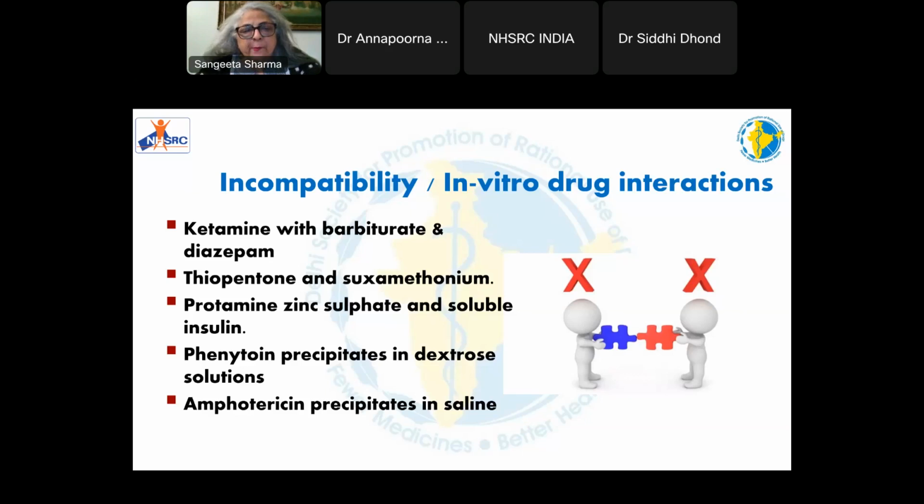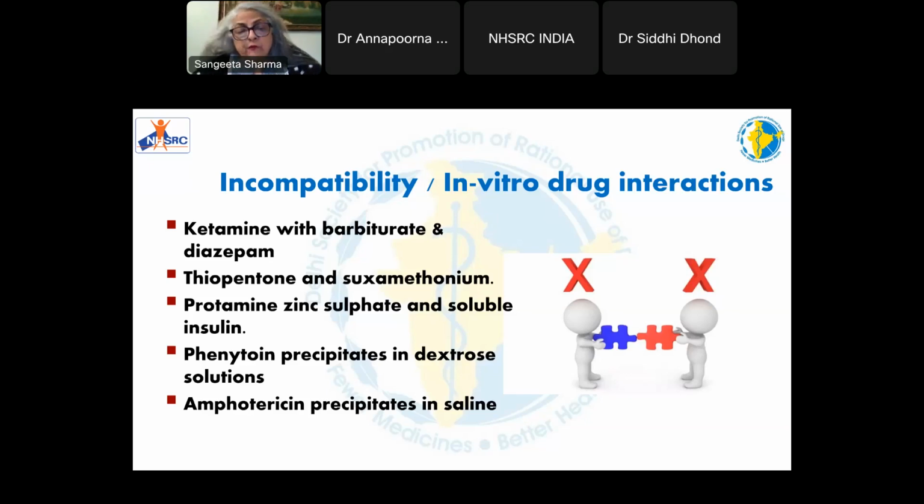For example, ketamine with barbiturate, diazepam, thiopentone with succinylcholine. Insulin is one good example. You should never combine regular insulin with lente insulin, because then the entire mixture will become long acting. Regular will bind to lente and it will become long acting. So soluble insulin should not be combined with protamine zinc insulin.